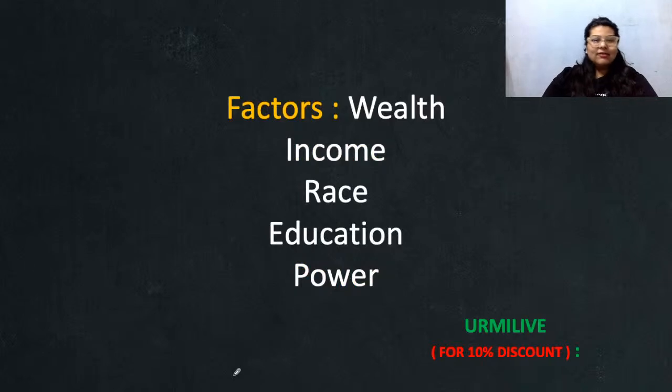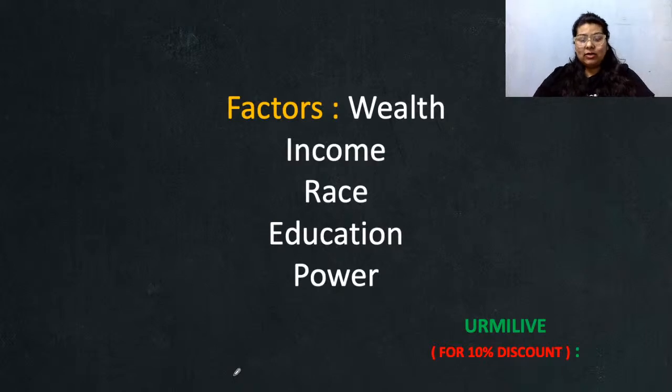Okay, then what are the factors that are a part of it? That is wealth, income, race, education, power. Now, of course, see, when we are discussing sociology, when we are trying to say, okay, one second, if I missed anything.